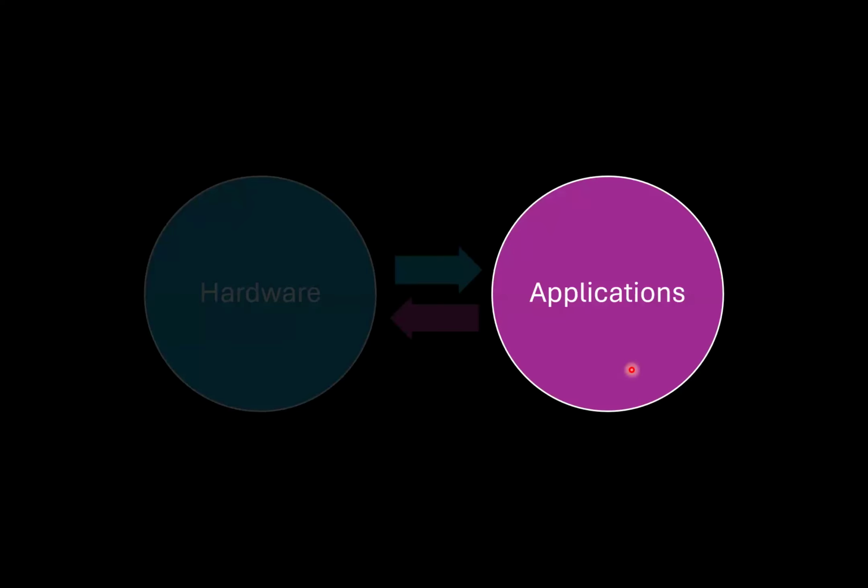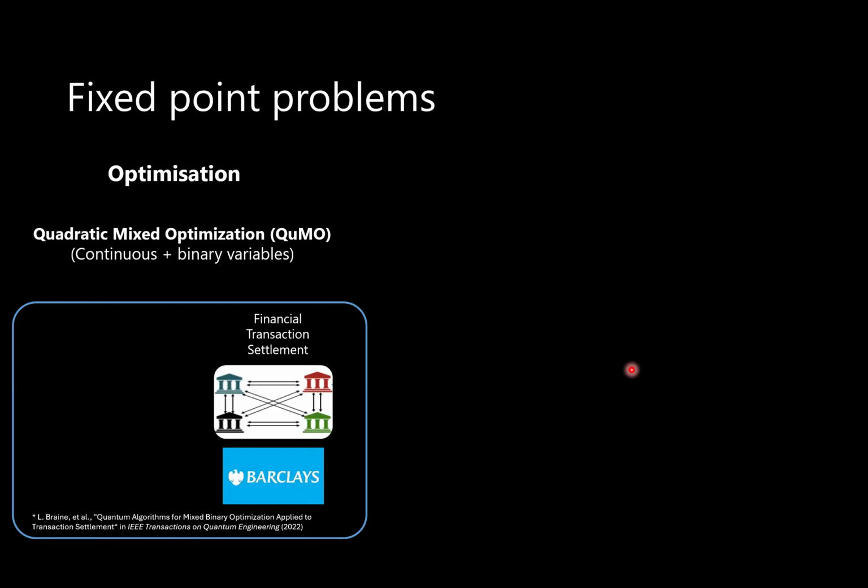Okay, so that was the section about the hardware and how it works. And now I want to start talking about some results. We'll start with the optimization, where this is an example of working together with the mathematicians on the team.